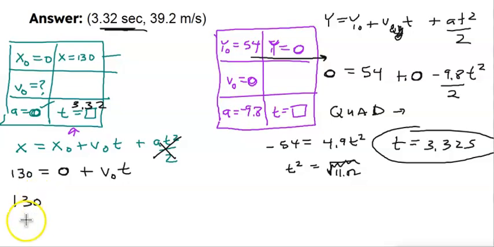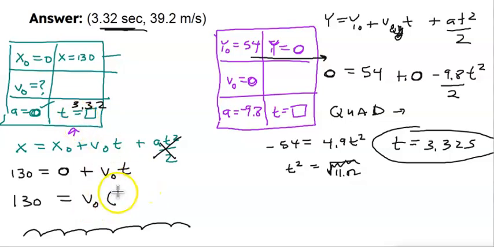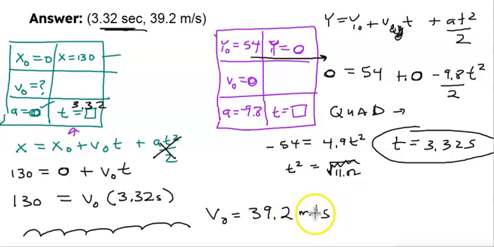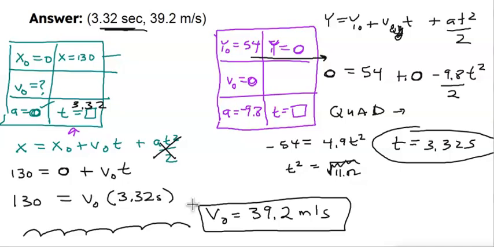It gained 130 meters at a constant rate. Let's figure out what that rate is. It did that in 3.32 seconds. Dividing both sides by 3.32, the v naught was 39.2 meters per second. Check. Okay, hope that problem went well for you.